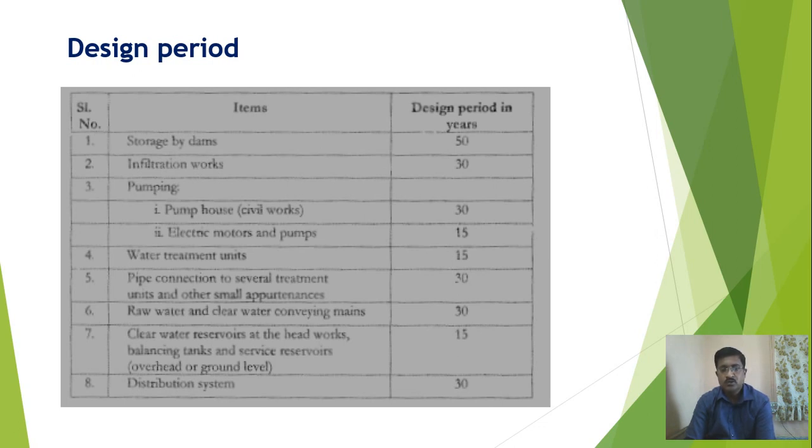For example, population forecasting, and the design period, as we have seen. Then the various methods of population forecasting, how the actual design is carried out, how the capacity of the various units is decided, and what treatment technology is chosen. We are going to study that in detail in coming lectures.